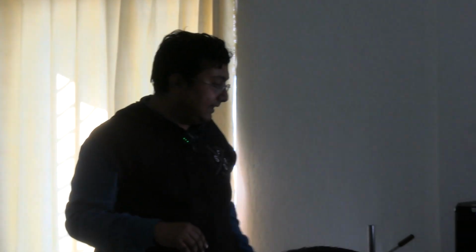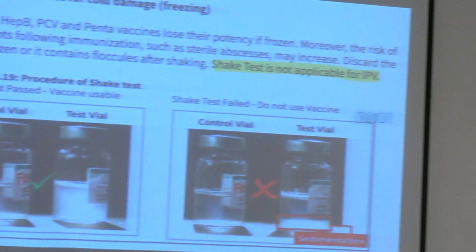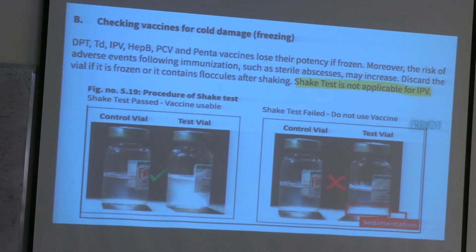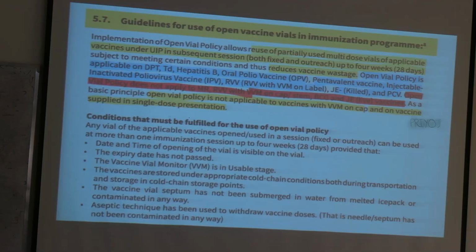Then it is okay. But if the sedimentation rate of the test vial is similar to or more than the destroyed or frozen control vial, then the vaccine should not be used. This is the main thing of the SEC test. SEC test usually comes as a short note also. So SEC test is applied for all the T series vaccines, that is PCV, DPT, Hepatitis B, IPV, Penta, all those. Now coming to the open vial policy.